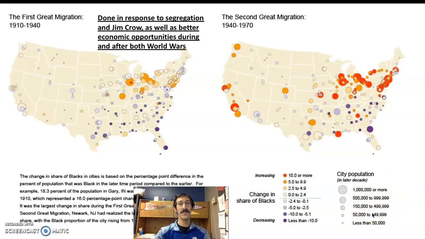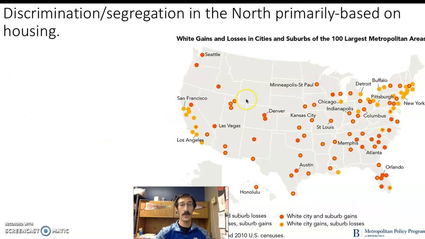And then following World War II and into the Civil Rights era, you can see massive growth again throughout the North, Northeast, and even into the West, into the hundreds of thousands, if not more, in a lot of these major cities. All right, so becoming less rural, more urban. Okay. Now, in the North, as we said, segregation still exists.